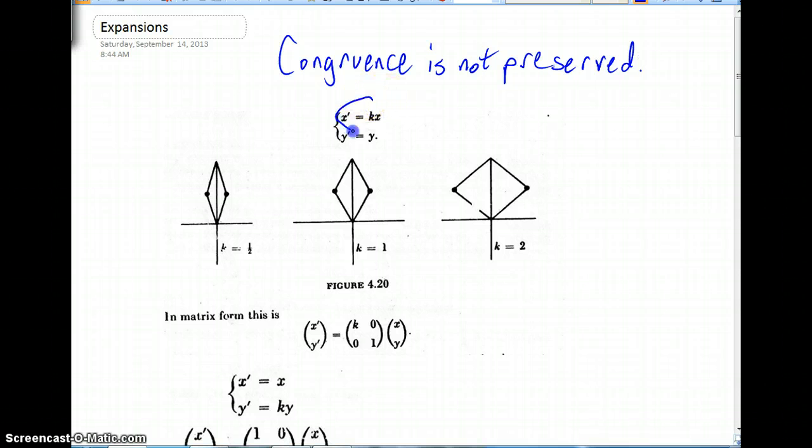We can see x prime, the image of our original x-coordinate, multiplied by some fixed number, which we could call k. K is a real number. By the way, k could even be negative. We'll see that soon enough.